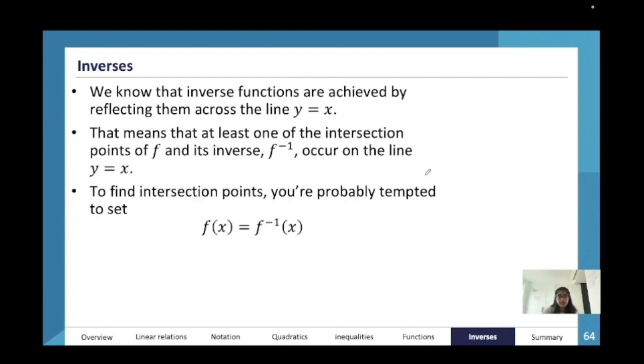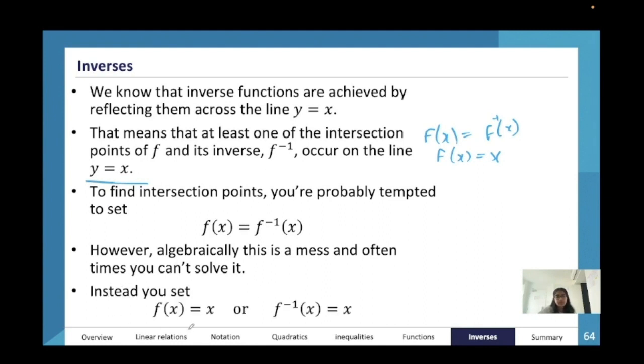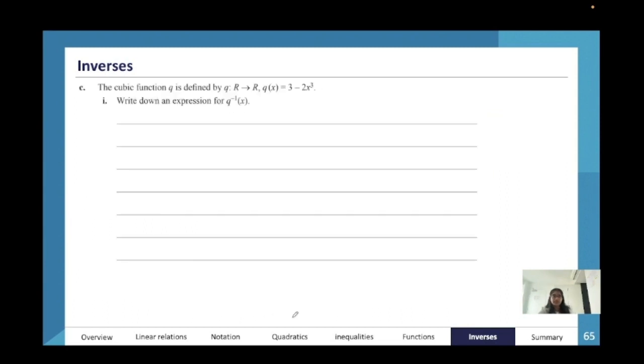Again, reiterating what we've done so far. Inverse functions are reflected along the line y equals x. If you have an intersection between the original and inverse, it's going to occur on the line y equals x. So instead of going f of x equals f inverse of x to find the intersection, you can just do f of x equals x. It's a shortcut to make your life a lot easier. So you can just do f of x equals x or f inverse of x equals x, whichever one is easier. That will keep it really clean, and won't make it messy.